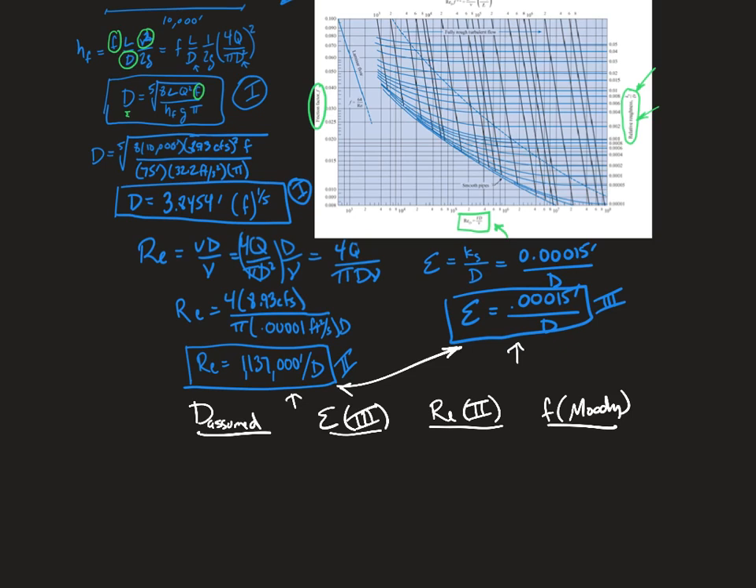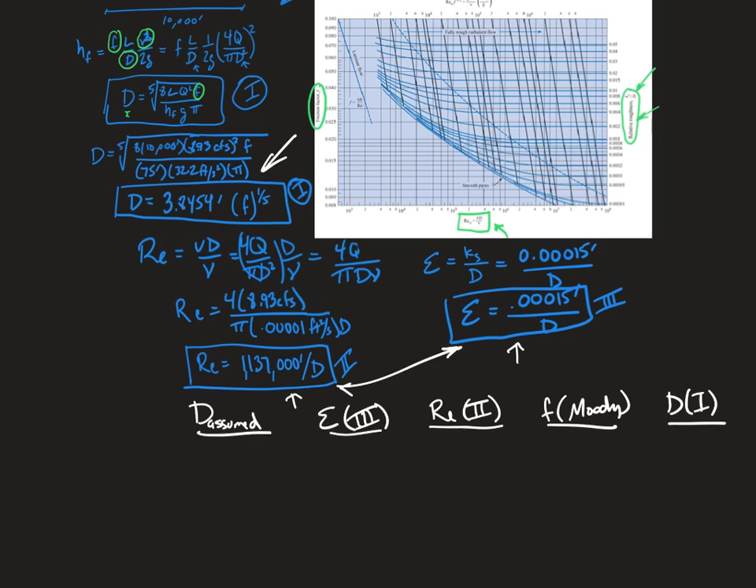Okay, once we get a good estimate of f from there, we can plug that into equation 1 and we can get a d. Okay, and that's going to be from equation 1. Okay, and that's the process. Okay, so now here's what I'm going to recommend.